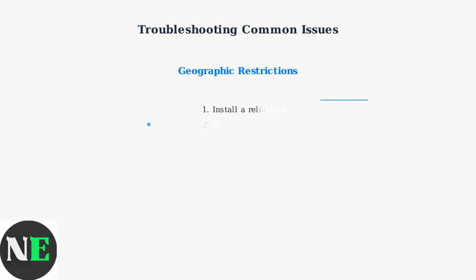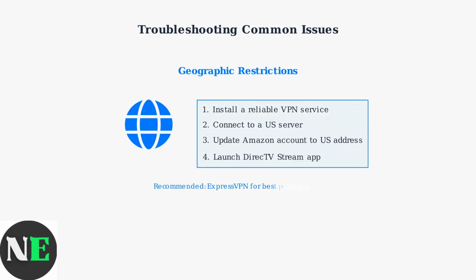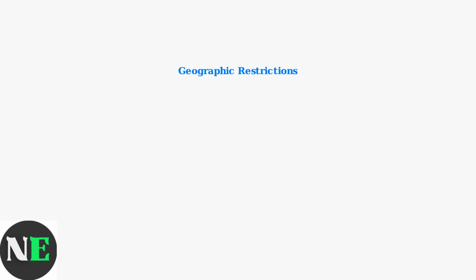If DirecTV Stream is not available in your region, you can use a VPN service to connect to a US server. This will allow you to access the service by making it appear as though you're streaming from within the United States. Popular VPN services like ExpressVPN are recommended for reliable connections.